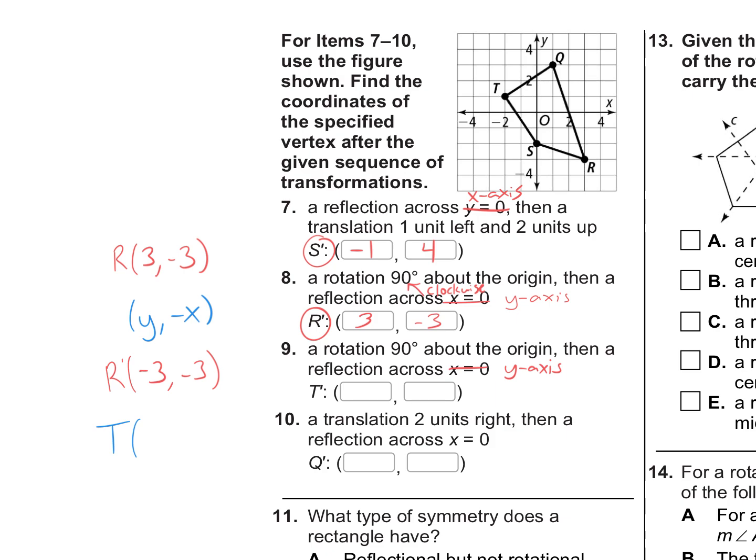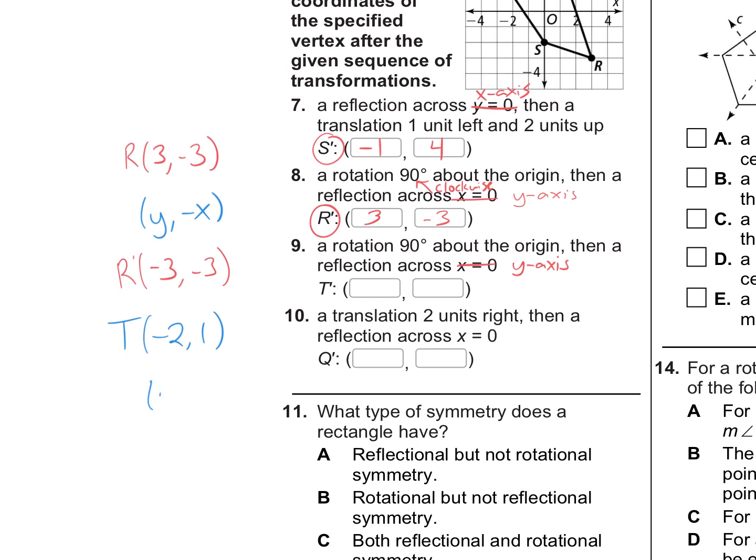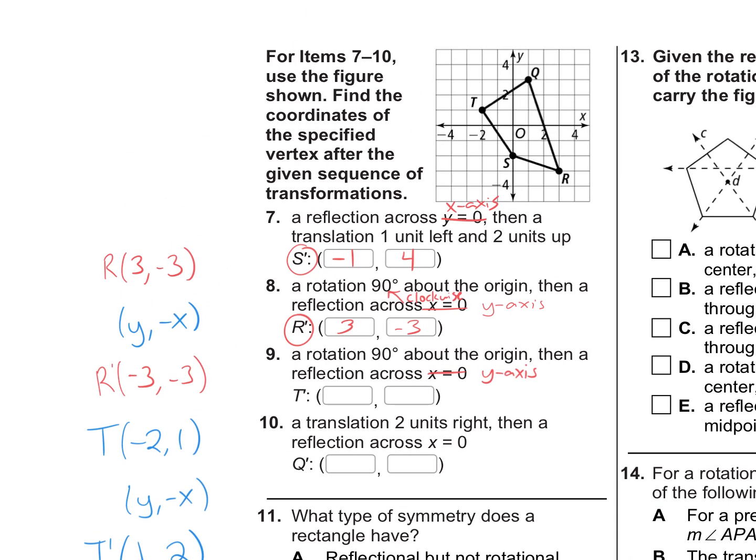Similar for t. What is my old t coordinate? Negative 2, 1. I'm following that same rule from earlier. Y, negative x. What is my new t coordinate? My original y is 1. My opposite x is 2. So I'm at 1, 2. And then the second part of that is reflect over the y-axis. How far away am I? 1. So I need to go 1 on this side. What's this coordinate? Negative 1, 2.